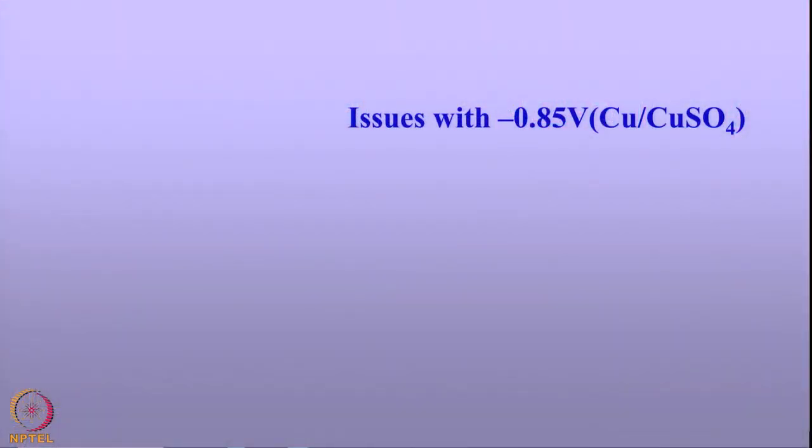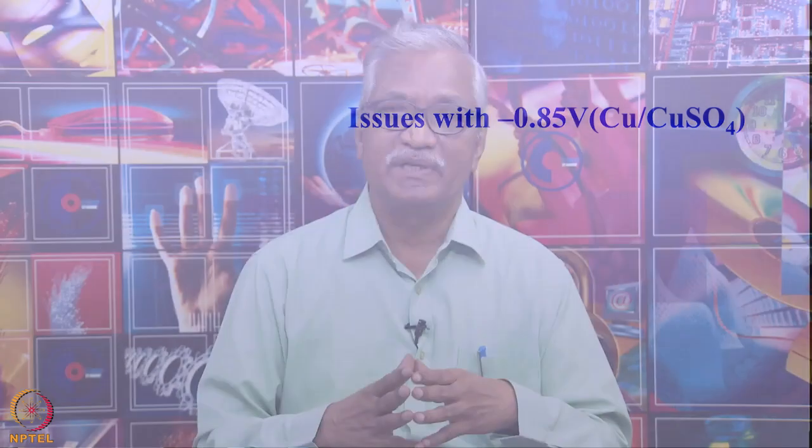Now, let us look at various merits and demerits of each of these criteria. Let us start with the first criterion, which is minus 0.85 volt, that is the pipe to soil potential measured with respect to copper sulfate electrode. This criterion is a simple method, is very versatile, and you can measure the potential anytime. In fact, it can be measured online.